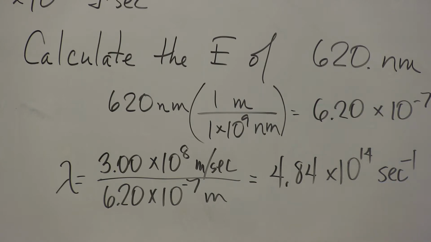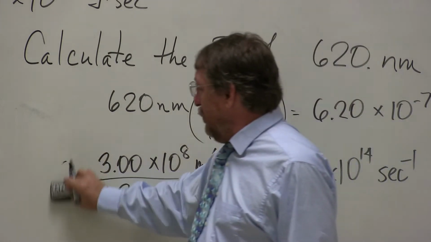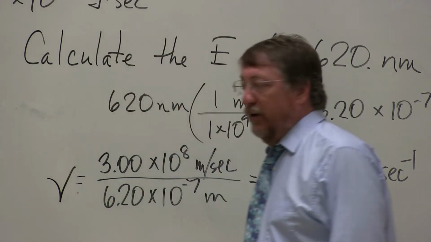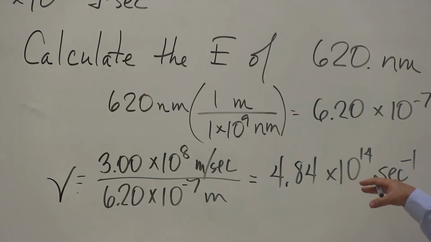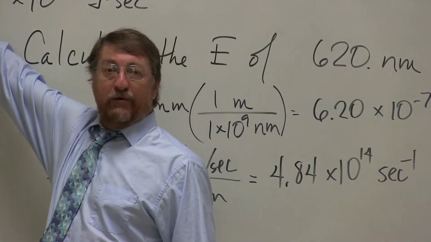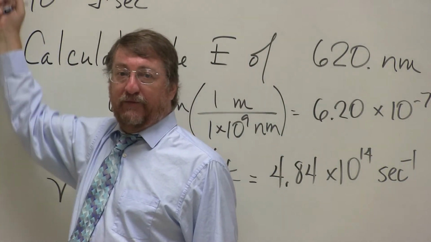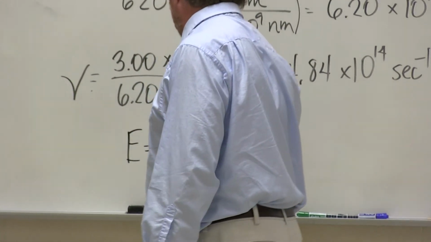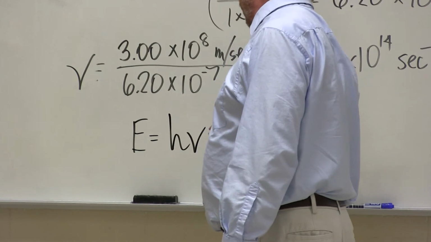Now we have the frequency. And you know, I messed up here, I wrote wavelength. This is the frequency. All right, so now we have the frequency and we can calculate the energy because the energy is equal to Planck's constant times the frequency. So we can say, okay, E is equal to Planck's constant times the frequency.